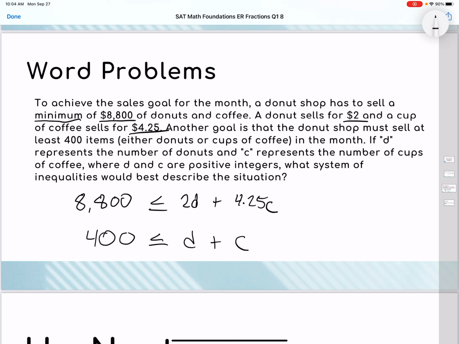So there would be our system of inequalities right there. It would be 8,800 is less than or equal to 2D plus 4.25C, and 400 is less than or equal to D plus C.